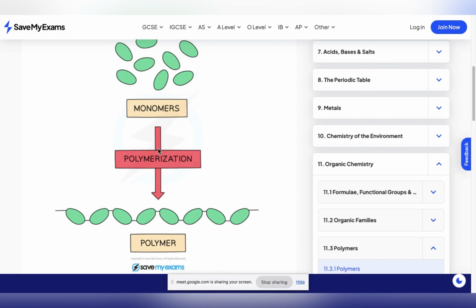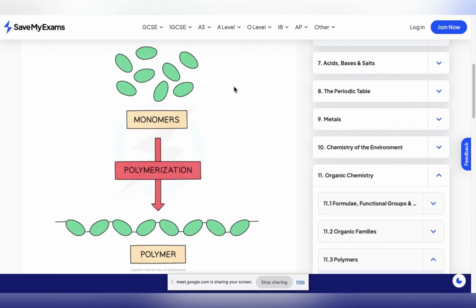The process of joining single units called monomers, of the same type or different types, to form a giant macromolecule is called polymerization. The process of making polymer is called polymerization.